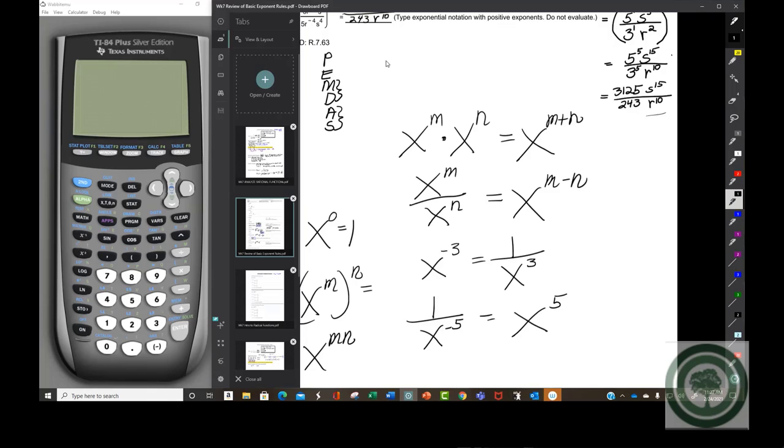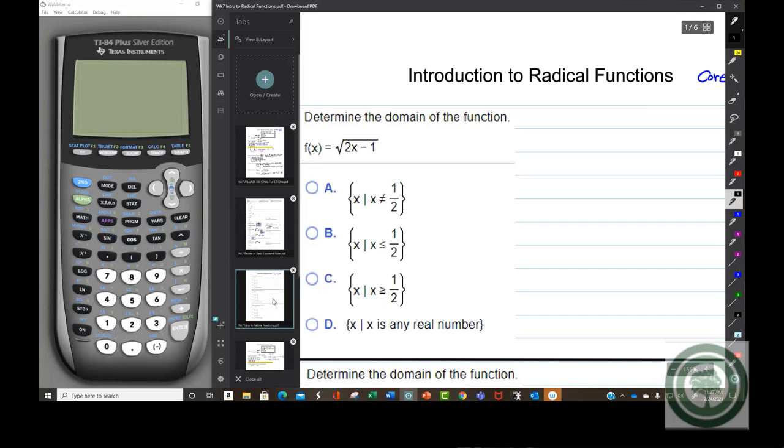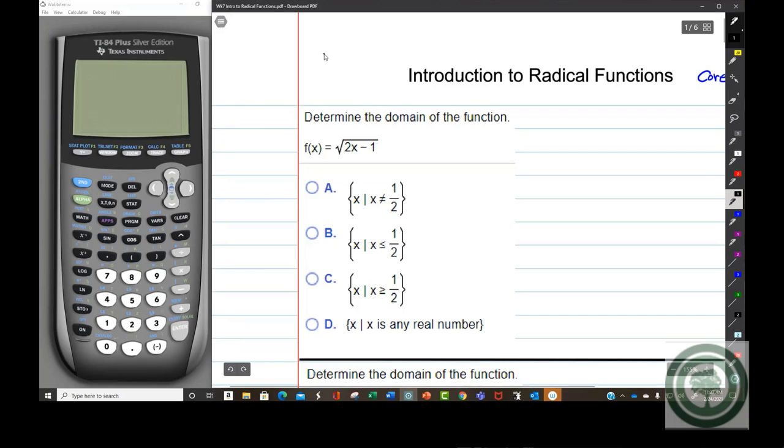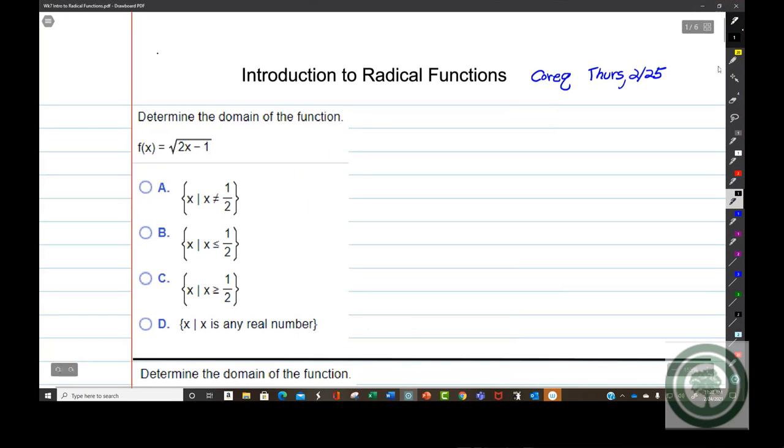So I thought it may be a necessary survival deal to actually spend time going over, reviewing the basic rules of exponents, so that when you get to the next homework, you'll be more or less prepared.